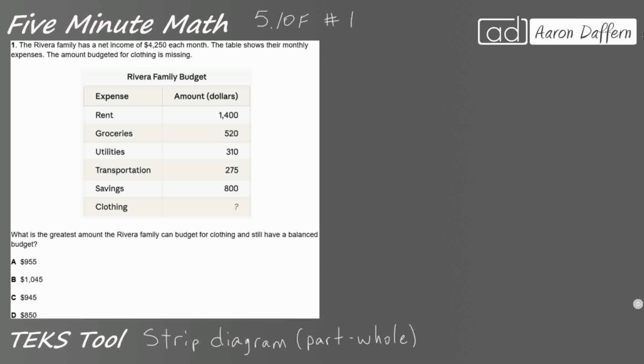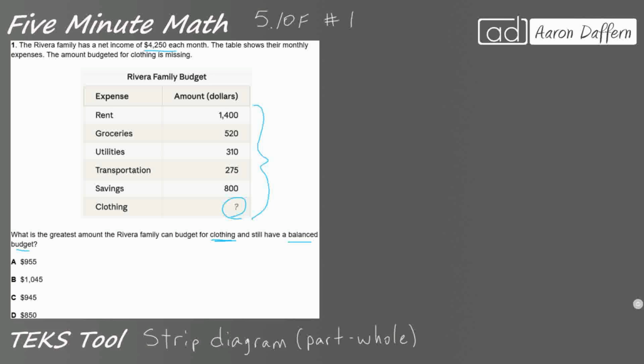So we've got a Rivera family, and it has a net income of $4,250 each month. And then their budget includes all of these items. Notice that we have a missing amount there in clothing. So what is the greatest amount of money that the Rivera budget can have for clothing and still have a balanced budget? All right, so what does this balanced budget mean? Let's make sure we understand that first.